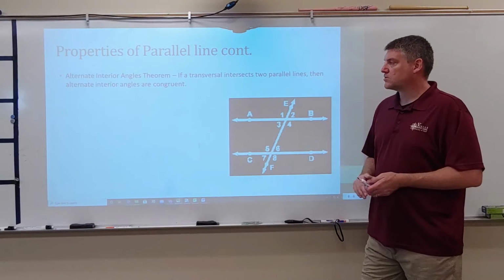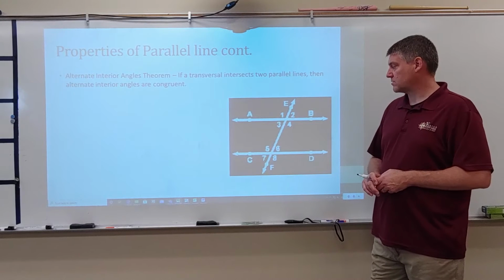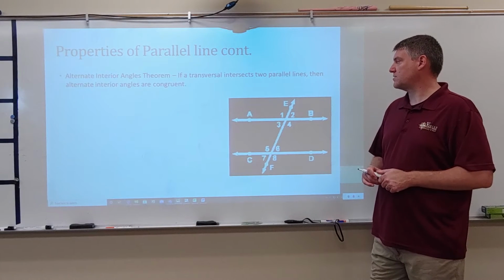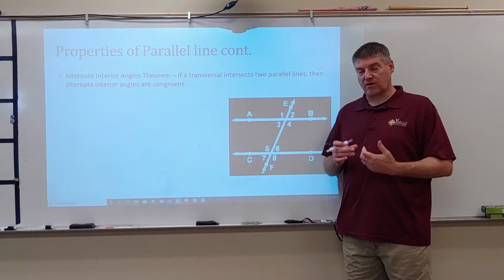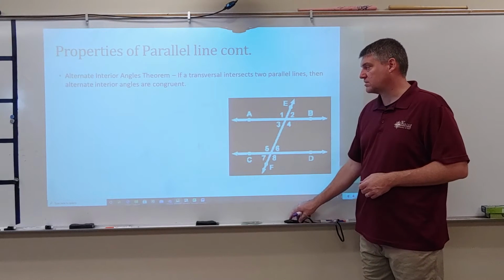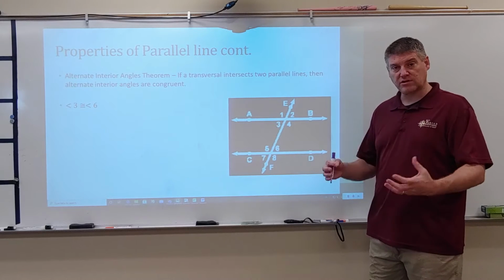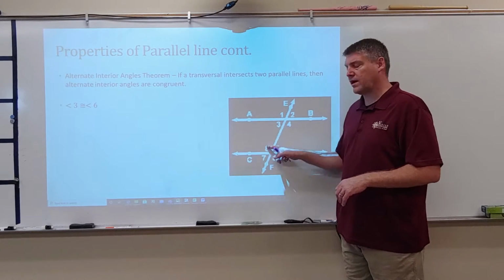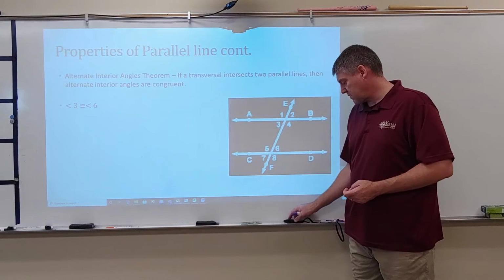All right? So alternate interior angles. If a transversal intersects two parallel lines, then alternate interior angles are congruent. Angle 3 and angle 6 are congruent. So they're the same measurement. Angle 4 and angle 5 are the same measurement.